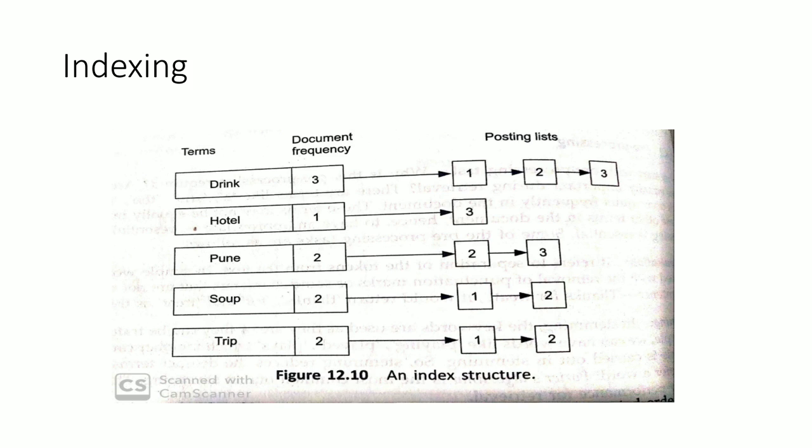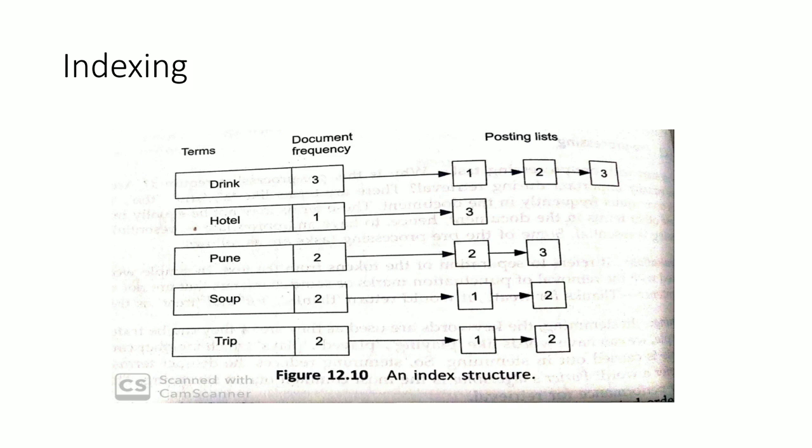This is what the indexing looks like. There are different terms like drink, hotel, Pune, soup, and trip, which are collected from the documents. Here we have to see how many times the term drink appeared in that document, then how many times the term hotel appeared in that document. From this diagram, we can see the word drink appeared 3 times in the document, hotel 1 time, Pune 2 times, soup 2 times, trip 2 times.